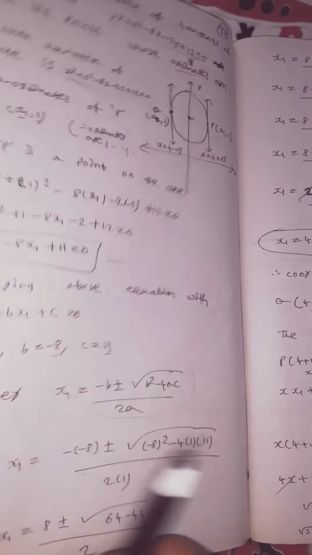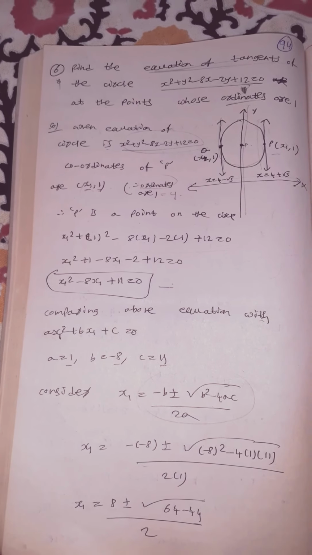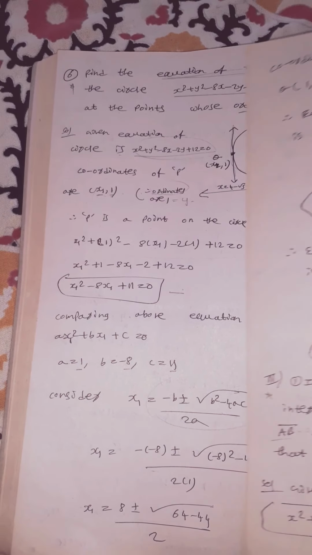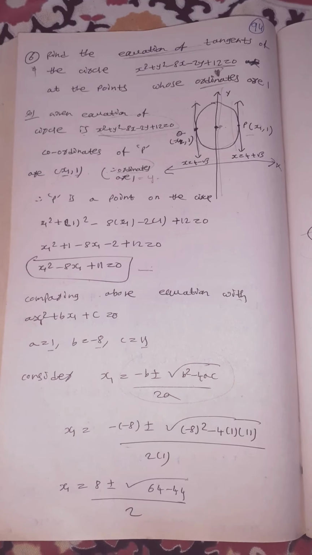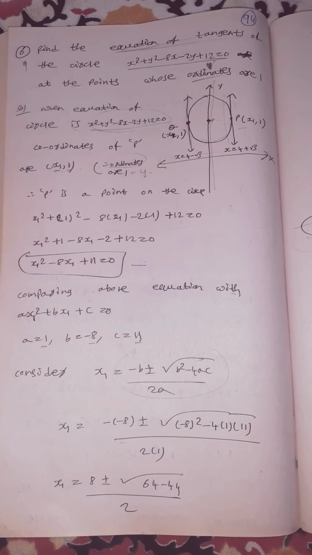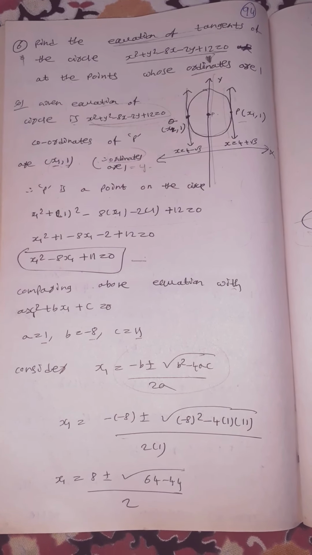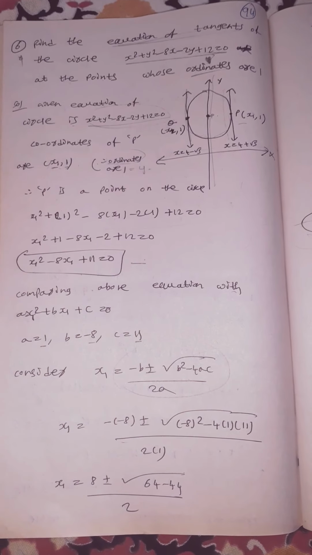Next, the 6th one, children. Find the equation of the tangent to the circle x² + y² − 8x − 2y + 12 = 0 at the point whose ordinate is 1. Whose ordinate is 1, children.